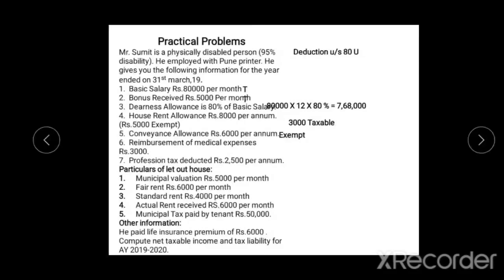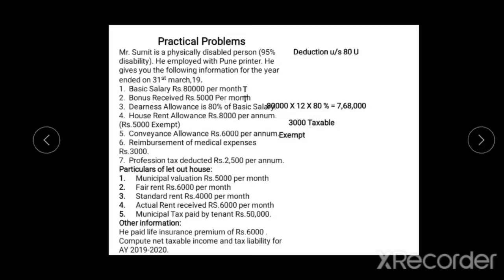Again, keep a star mark on this transaction also. Before the assessment year 2019-20, the reimbursement of medical expenses is exempt up to rupees 15,000. But from the assessment year 2019-20, the reimbursement of medical expenses is fully taxable.